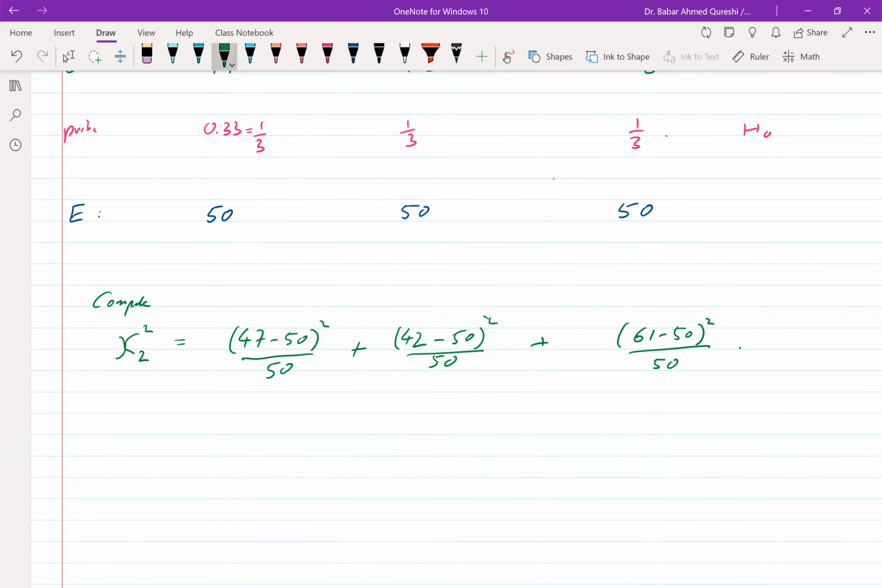So all I have to do is compute this number. So 9/50 plus 64/50 plus 121/50. So that gives me a number. If I put these things in the calculator, I'm getting 3.88.